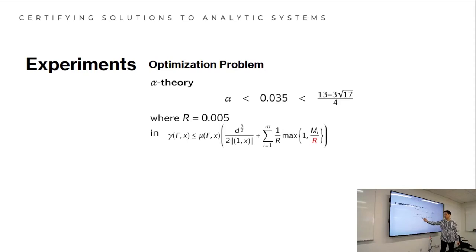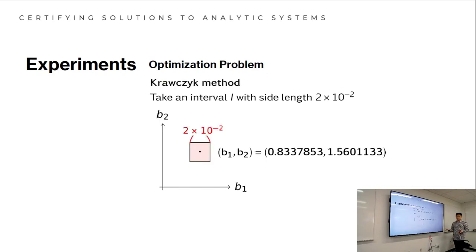As we mentioned before, in alpha theory, we need to find the upper bound for gamma, and we also have this upper bound for the gamma value in here. And we need this capital R. So in this case, we use the radius of convergence as 0.005, which is less than the radius of convergence. Then in this case, alpha is less than 0.035, which is also less than this number. So alpha theory works for the certification.